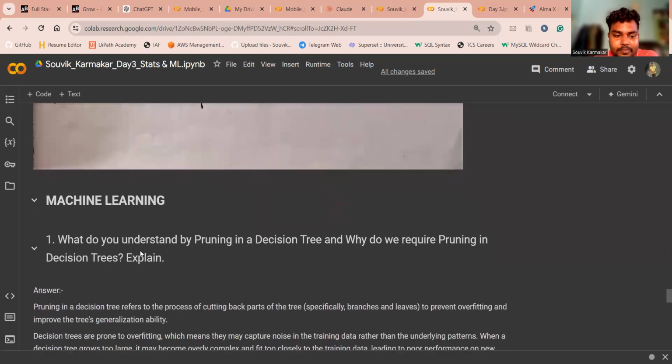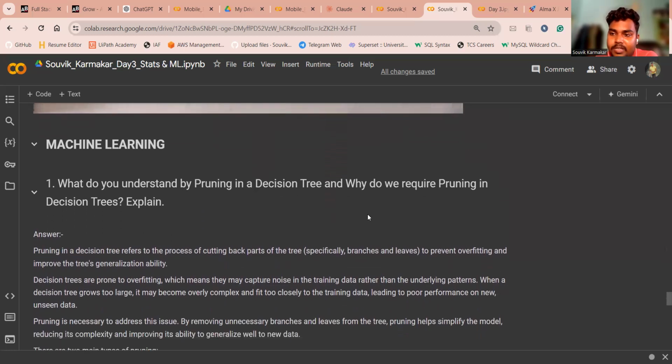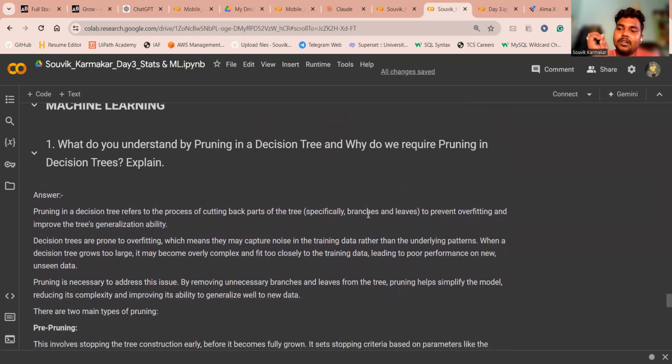So let's jump into the machine learning questions. The first question is: what do you understand by pruning in a decision tree, and why do we require pruning in a decision tree? Explain it. So what is pruning? Pruning in a decision tree refers to the process of cutting back parts of the tree, especially leaves and branches. Why are we doing this pruning? To prevent overfitting and improve the tree's generalization ability, so that it can predict unseen data well.